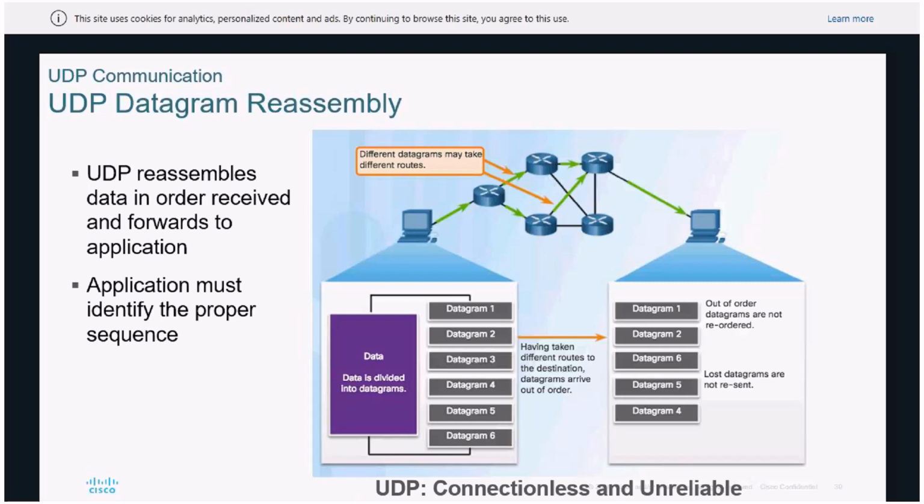No assembly, it just goes out as it receives. So imagine it could go down like 5 different routes, this data. All these routes are bouncing around, and they all have different distances.